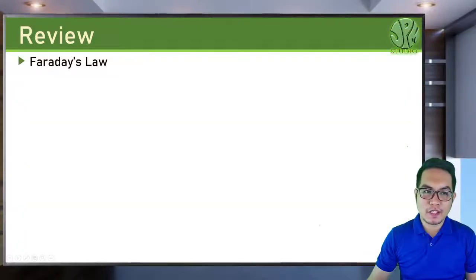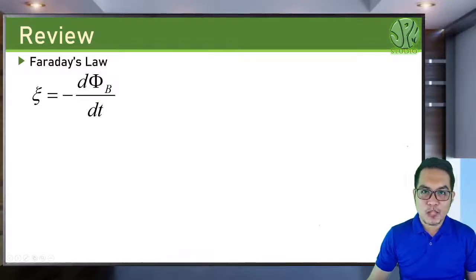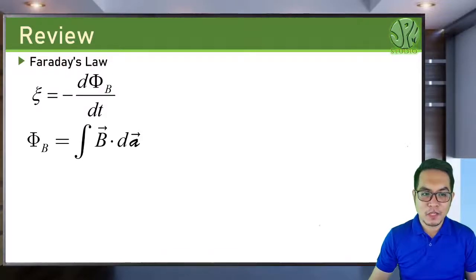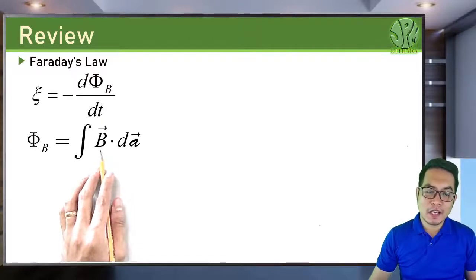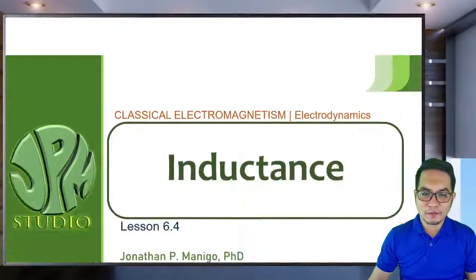We have discussed Faraday's law in the previous lessons, which describes the induced EMF in a conducting loop due to a changing magnetic flux, which can be due to a changing magnetic field or a changing area of the conducting loop. Here you see that the magnetic flux is the integral of B dot dA.